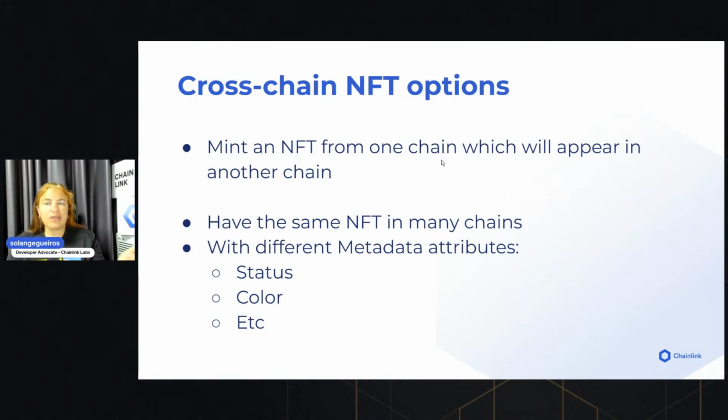We can have different colors. We are using the color today because we are using the background color. It will be related to the chain. If you are minting from Fuji, the background color will be red. If you are using Sepolia, it will be blue. If you are using Polygon Mumbai, the background color will be purple. And imagine that you can have different attributes, different things in the chains, depending on the chain.